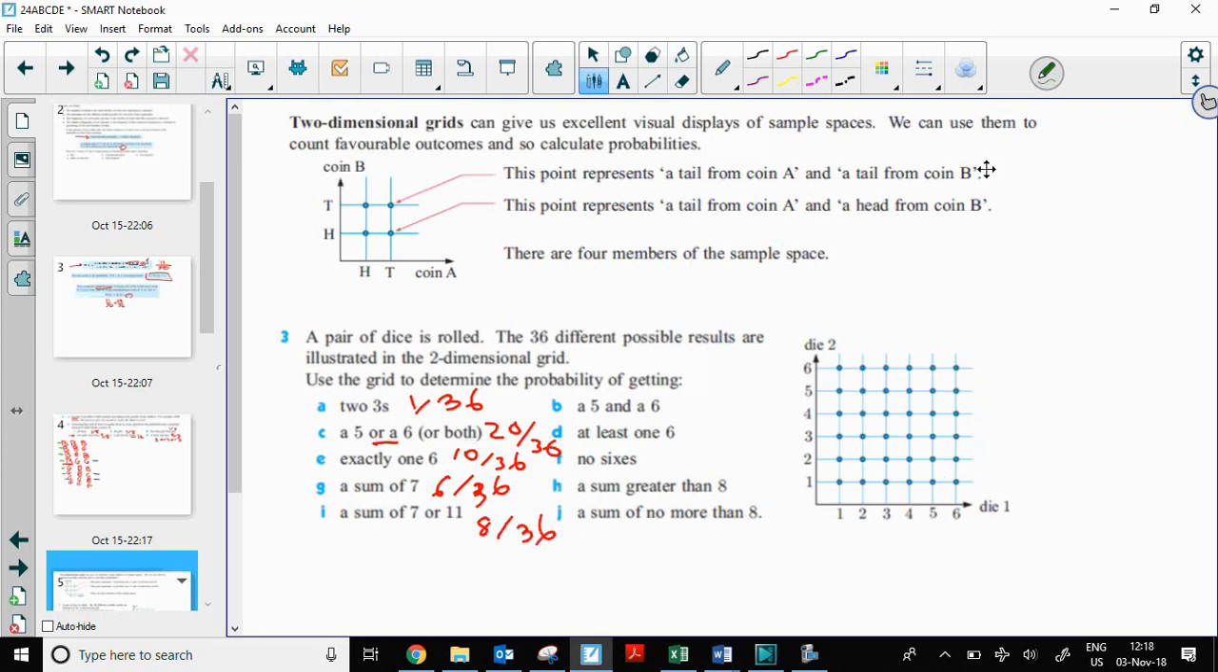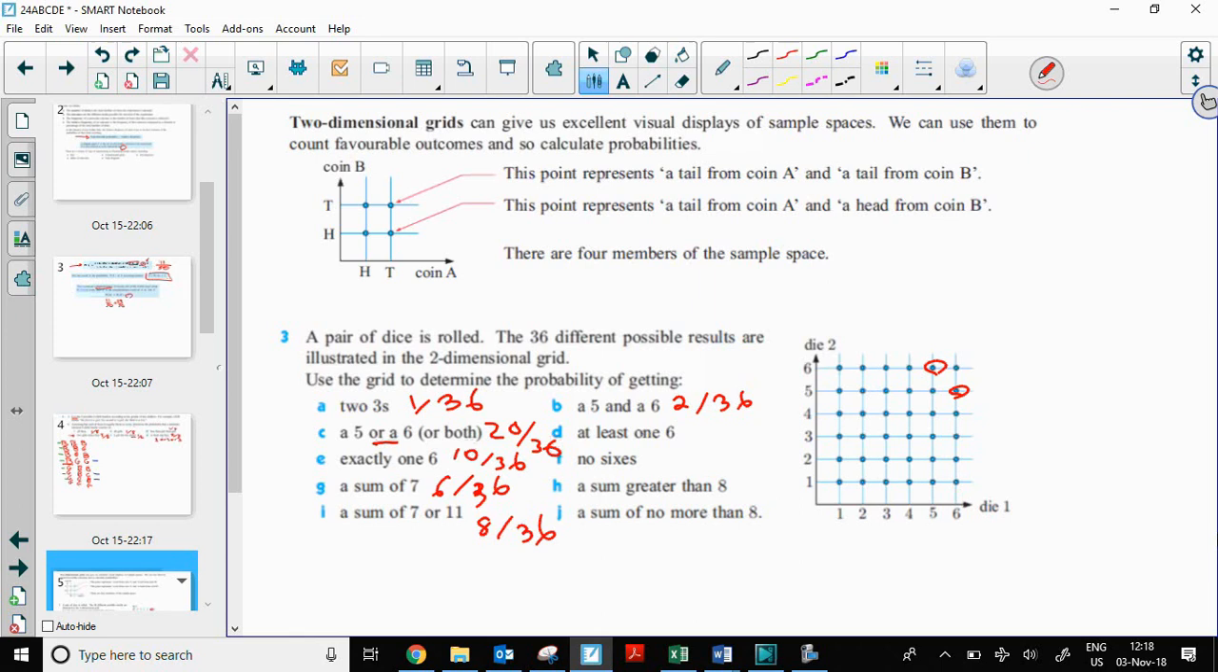If that problem had said something ridiculous, like a sum of 7 and 11, then I would have said the probability is 0. There's no way that I could have a sum of both 7 and 11 at the same time. To the right-hand column, I just realized I've been doing these letters out of order. Whatever. To get a 5 and a 6. A 5 and a 6 is going to be just those 2 particular options. So that'll be 2 out of 36.